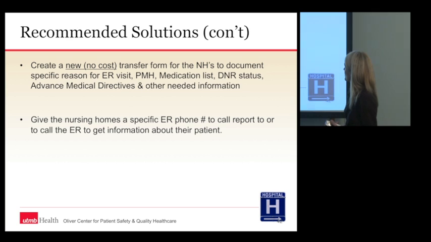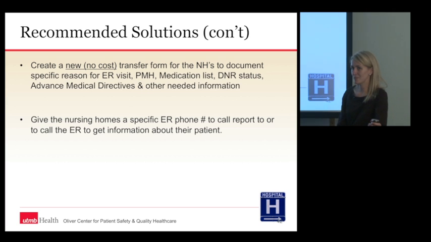What works best for you? This is medication list, DNR status, advanced directives, other needed information. They also gave local nursing homes a specific ER phone number to call to report to, or call the ER to get information. It's scary to hand out a phone number to the ER. People would probably be worried that it was going to be abused. I don't know who's going to be abusing the ER phone number, and if that happens, maybe you could take a look at changing it.